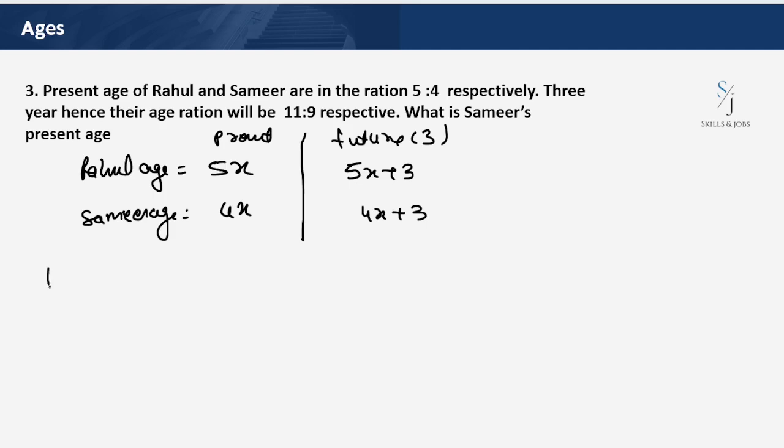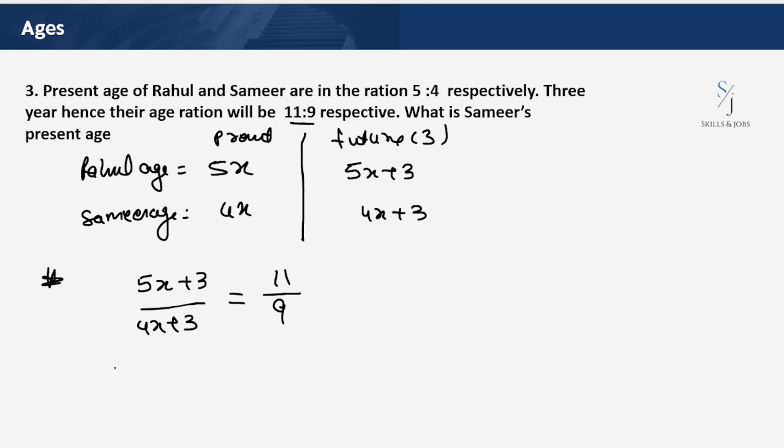Now let us formulate the equation. What is the relation given? 3 years hence ratio will be 11 is to 9. So what is the age of Rahul after 3 years? 5x plus 3. And what is the age of Samir after 3 years? 4x plus 3. And the given ratio is 11 is to 9. So we can formulate this equation. Now solve this equation and you are going to get the value of x.